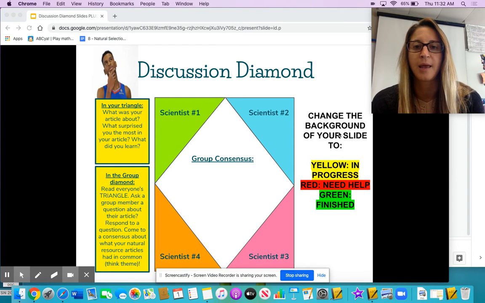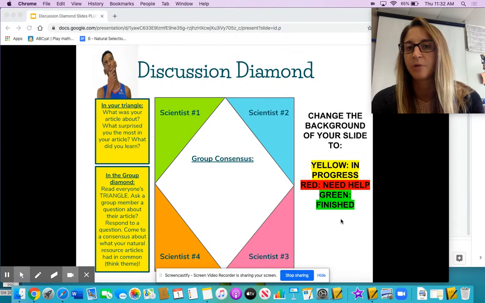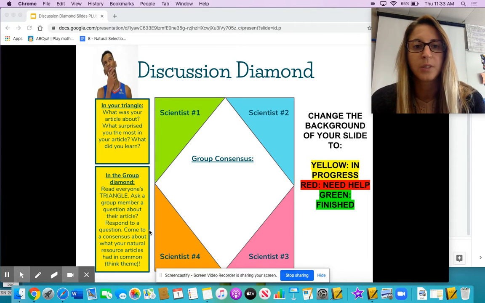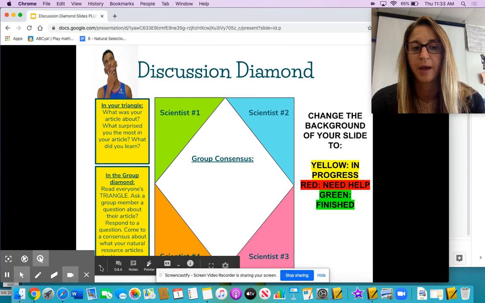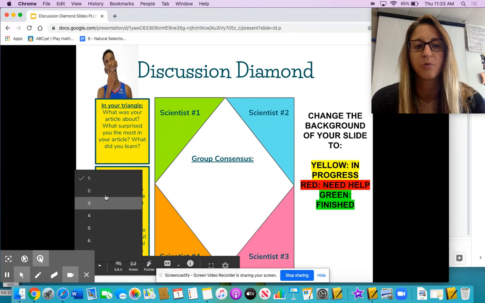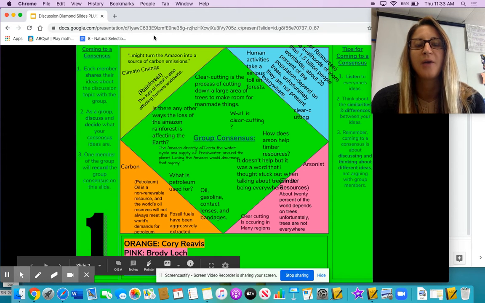I found this discussion diamond and we decided to try it out today. I added the idea of having the background yellow for in progress, red for need help, or green for finished. We had just finished reading different articles. The kids picked articles based on choice, and we had them go randomly into breakout rooms. I randomized it, three to four kids per group. Then they picked their color, so their triangle.